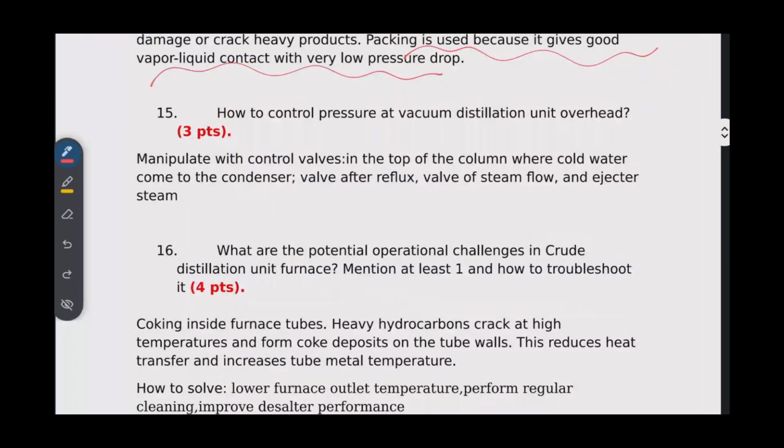So students write: manipulate the control valves in the top of the column where the cold water comes to the condenser. Okay, valve after reflux. But the thing is that it is for a vacuum distillation column, and I expect to have, yes, steam flow ejectors. I'm not sure about this one, that's why it's again the 1.5.